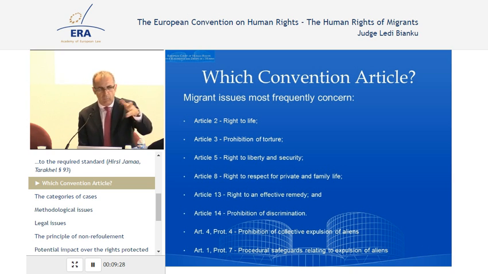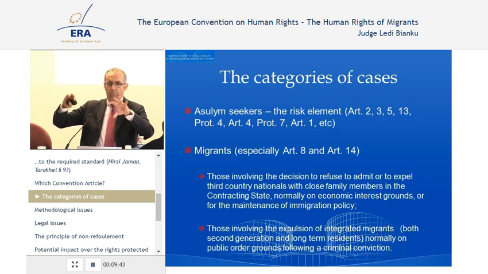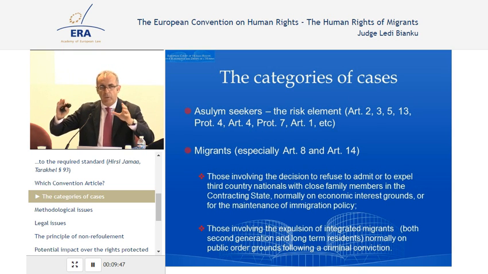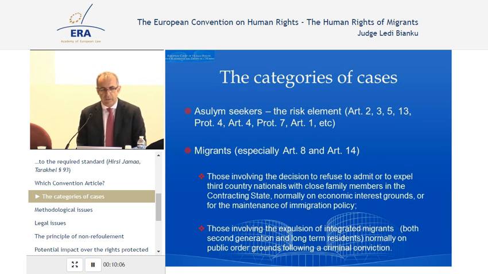So I'm not going through them one by one, so you have the main articles. There are two categories of cases, and I would invite you to be careful in distinguishing the two, because, as I said, the approach of the court changes in cases concerning asylum seekers and migrants. Asylum seekers' cases concern mostly Articles 2, 3, 5, 13, Protocol 4, Article 4, so non-refoulement, procedural guarantees, etc. Migrants' issues, as a specific situation, I'll mention it later, concern mostly Article 8, family or private life in very few cases, and Article 14, which is discrimination.